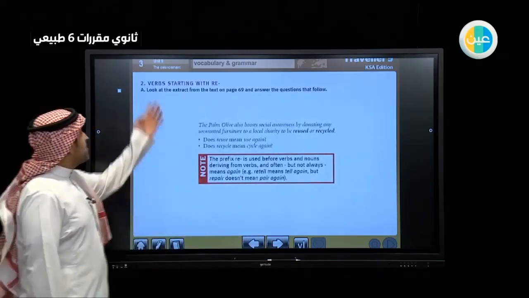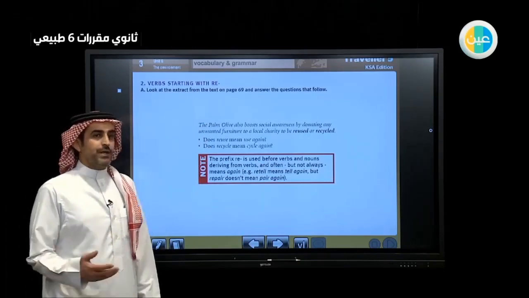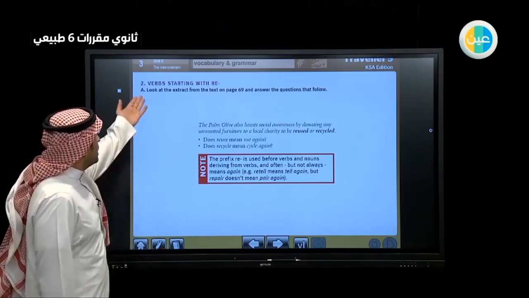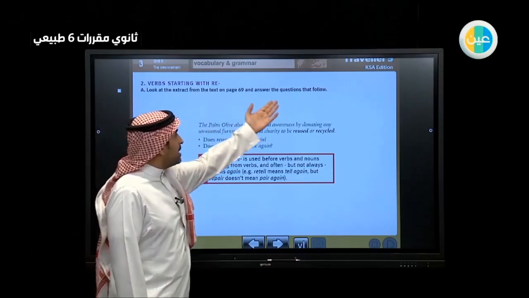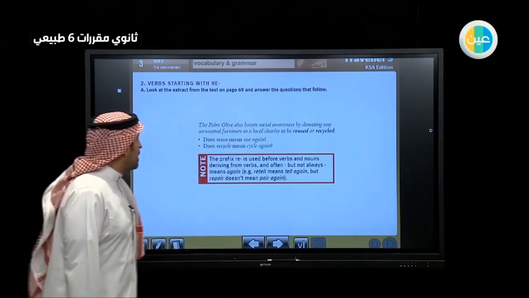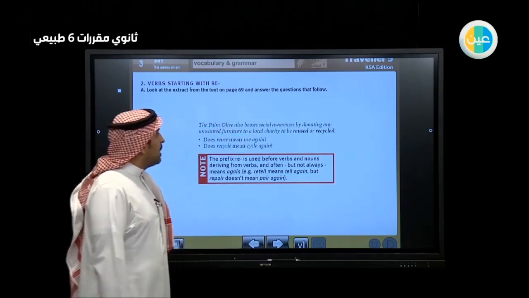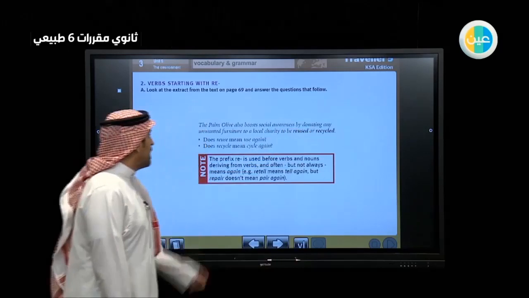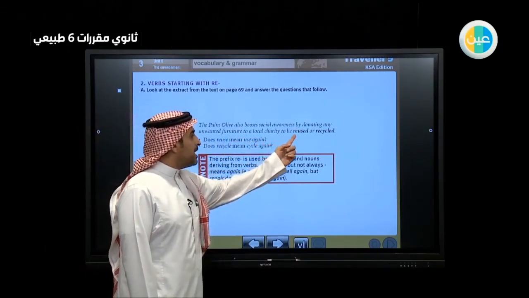Let's go now with the verbs starting with re. What's the meaning of re when it comes before the verb? Let's read together. Look at the extract from the text, page 69. Answer the following question. The poet Oliver also boasts social awareness by donating any unwanted furniture to a local charity to be reused.